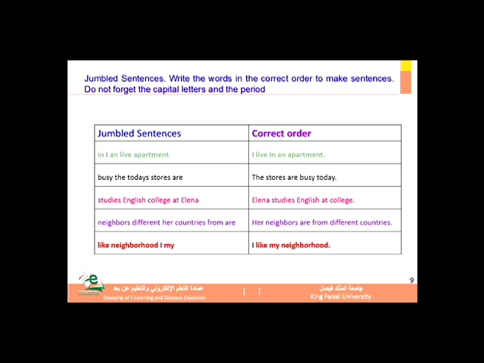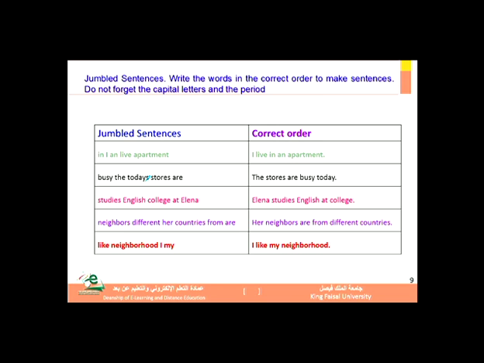Similarly, if you look at the second sentence: busy, the today's stores are. Again, this is a sentence that is jumbled. It is not accurate in terms of order. And there's an extra letter in the word today. We cannot have this S. That's a printing mistake. Anyway, to arrange this sentence: the stores are busy today.